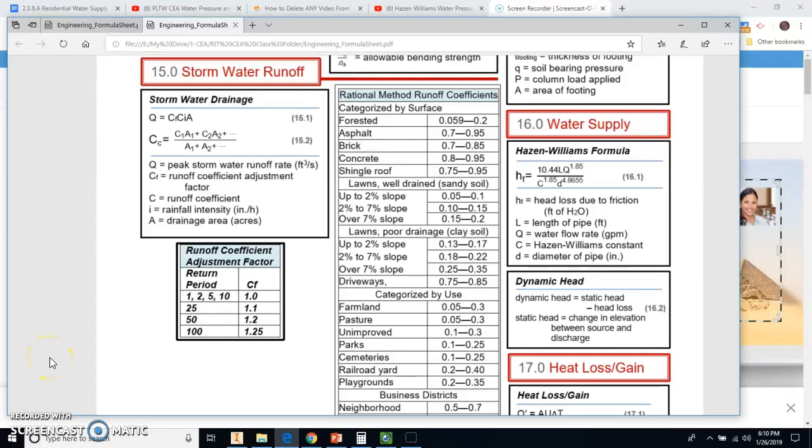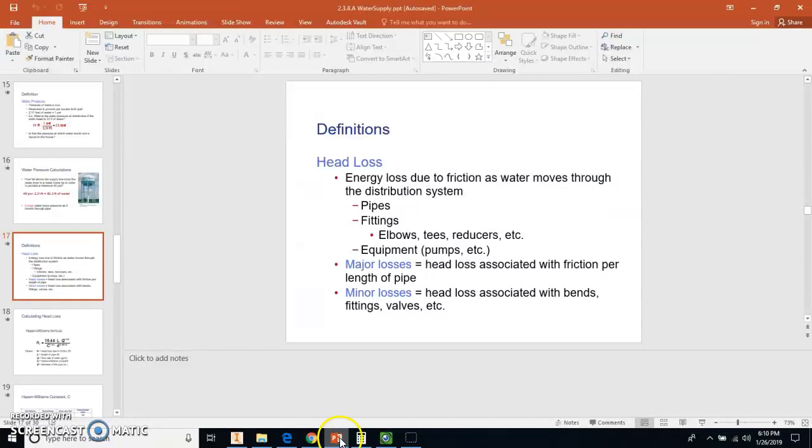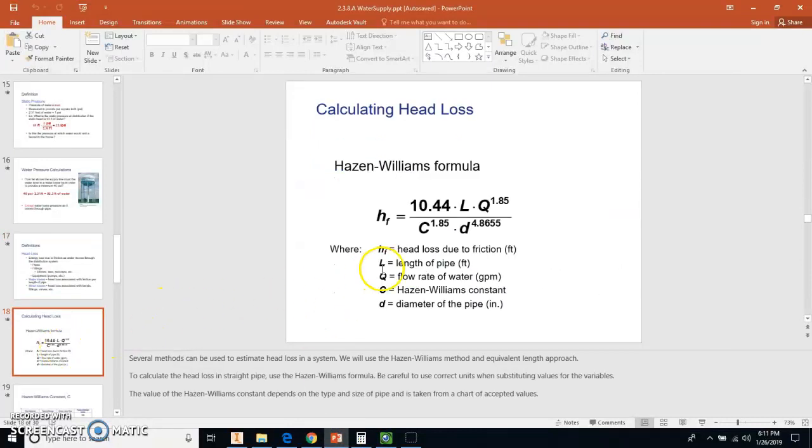So let's get into the calculation now. This is the Hazen-Williams formula. It's on your formula sheet right here. I'm going to take a look at it on the PowerPoint right here, just so that it's a little bit larger. So here's the formula.